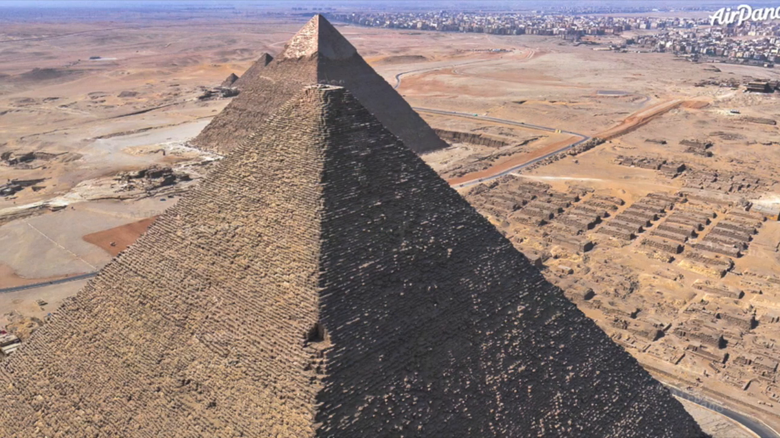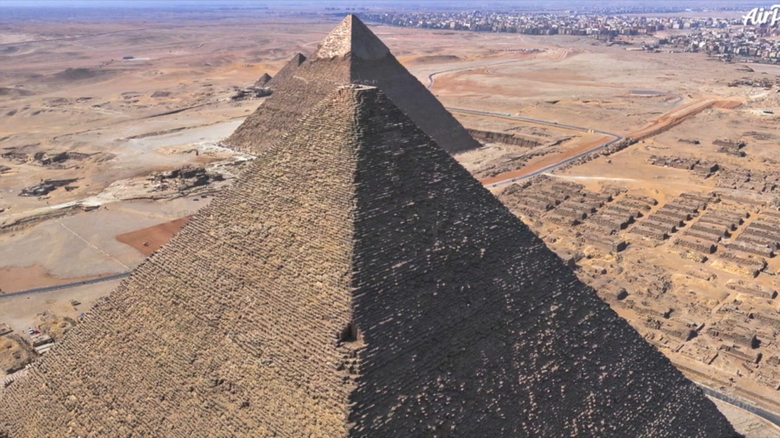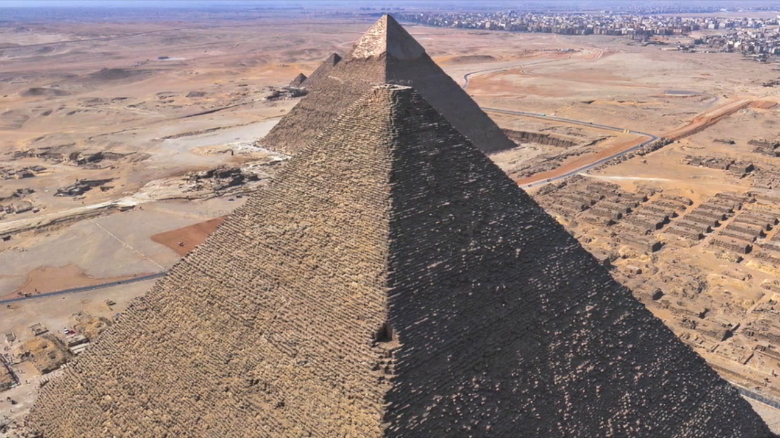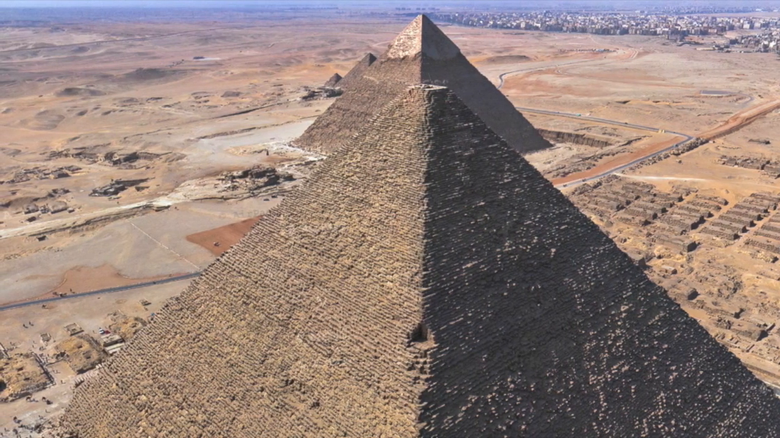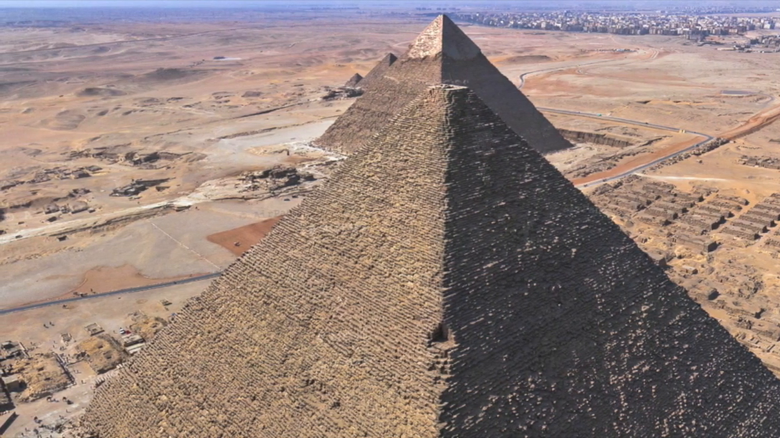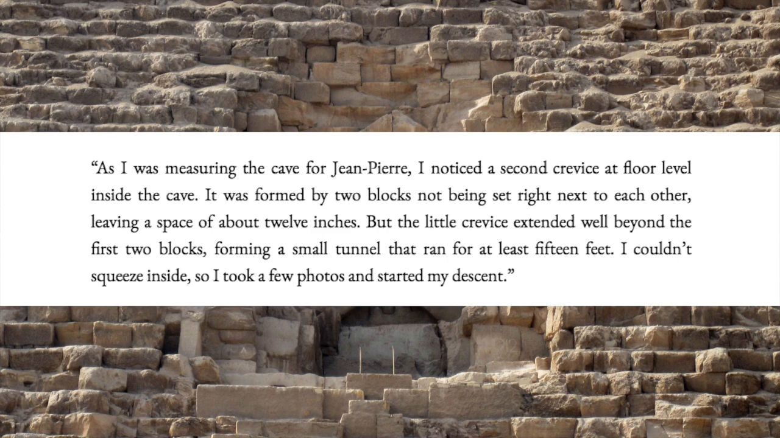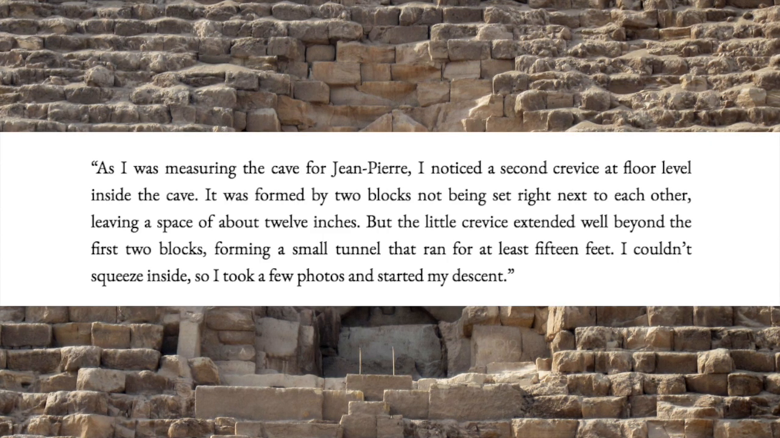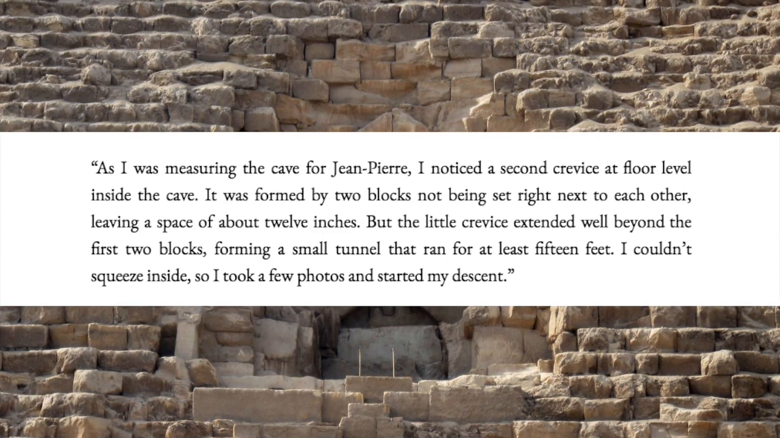Interestingly, after exploring inside this space, Brier writes that it certainly wasn't the internal ramp. On top of this statement, Brier also writes, "As I was measuring the cave for Jean-Pierre, I noticed a second crevice at floor level inside the cave."